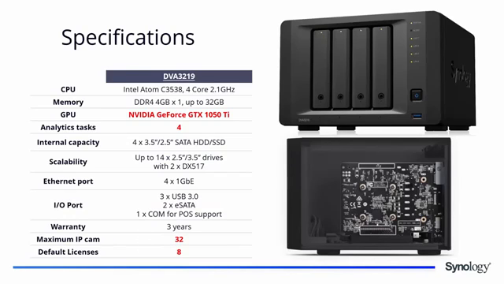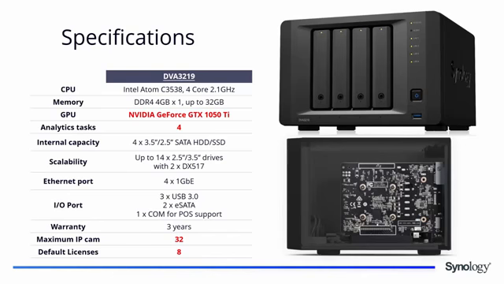When it comes to the specifications of the DVA3219, it comes with an Intel Atom C3538 quad-core 2.1 GHz processor. It also features 4 GB of DDR4 RAM, which is upgradable up to 32 GB. The GPU that comes with the DVA3219 is the NVIDIA GeForce GTX 1050 Ti. The DVA3219 can handle 4 different analytics tasks, and it comes with a 4-bay capacity.